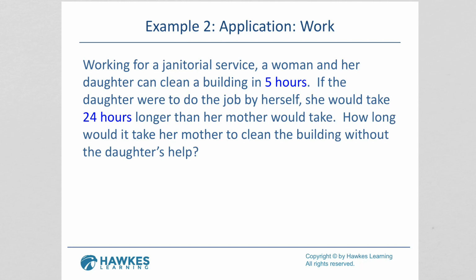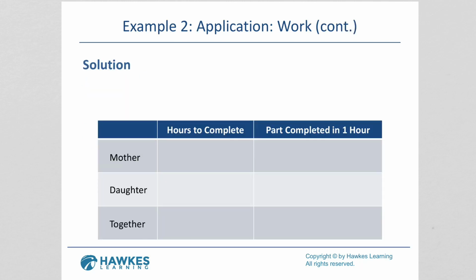Example 2. Working for a janitorial service, a woman and her daughter can clean a building in 5 hours. If the daughter were to do the job by herself, she would take 24 hours longer than her mother would take. How long would it take her mother to clean the building without the daughter's help? Here we're going to set up a table.